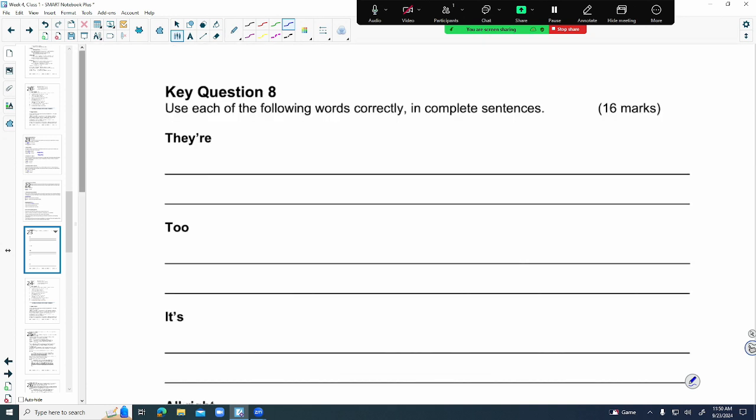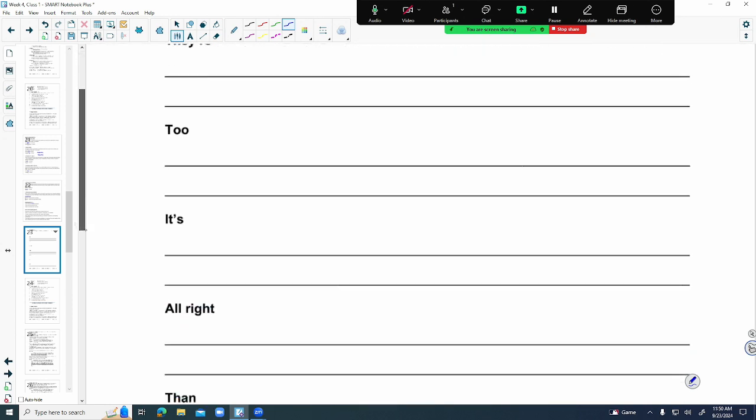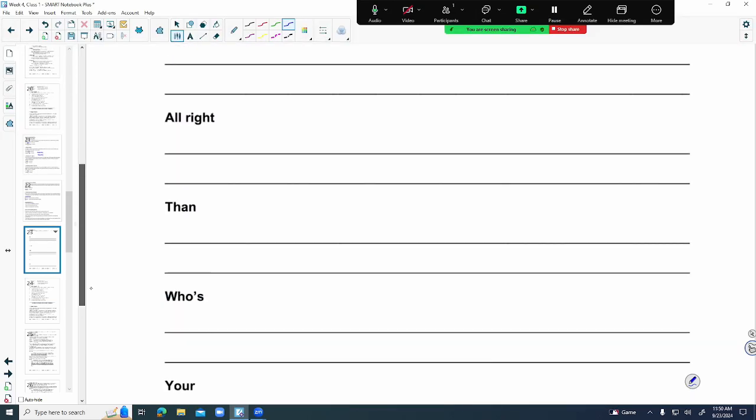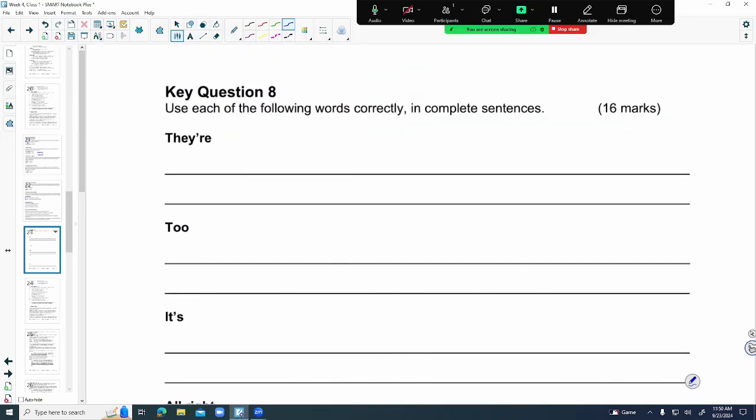Okay, so that brings us to key question 8. There are some commonly misspelled words, some homonyms here. Use each one of those in a sentence. Use them correctly in a sentence to show that you know how to use them correctly.